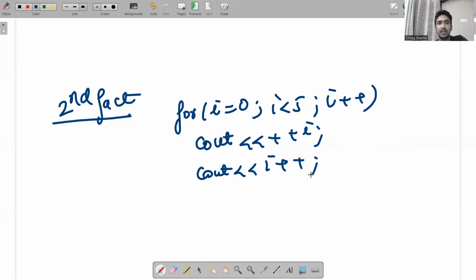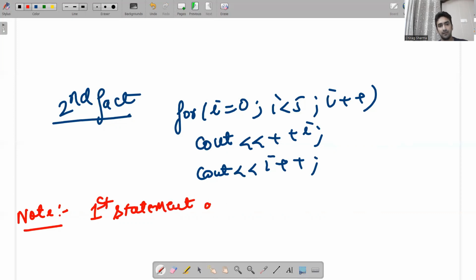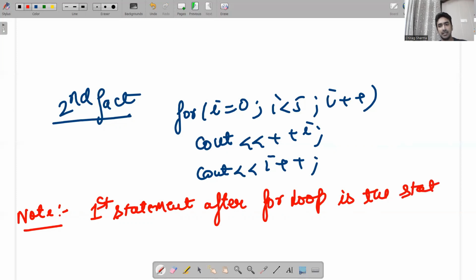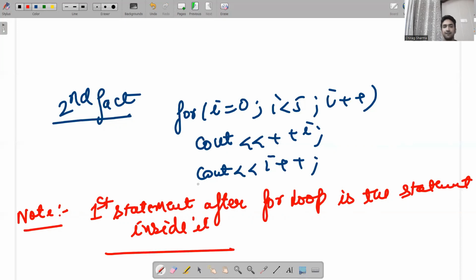Over here, you need to remember one thing, note: the first statement after the for loop is the statement inside it. Simple. It's as simple as that. The first statement written after the for loop is a statement inside it.